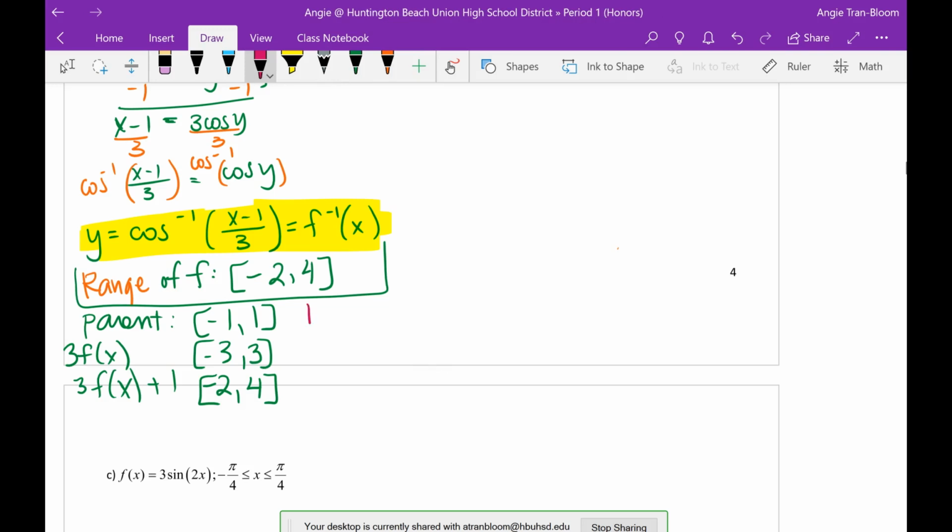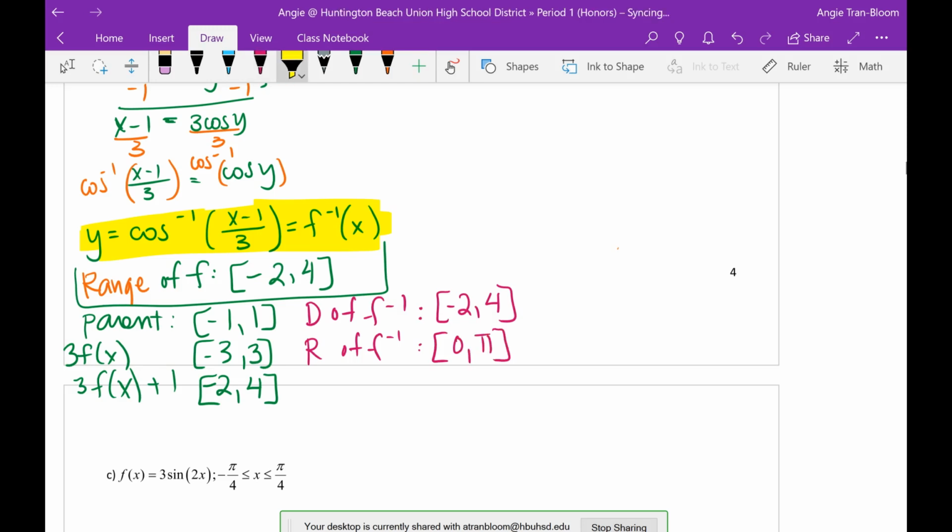Yes or no? D of f inverse. What is the domain of f inverse now? Yeah, it is the range of f, which is -2 to 4. What is the range of f inverse, which we already knew from the very get-go? 0 to pi inclusive. You're right. So these are the things that they wanted us to find, and we did find them.